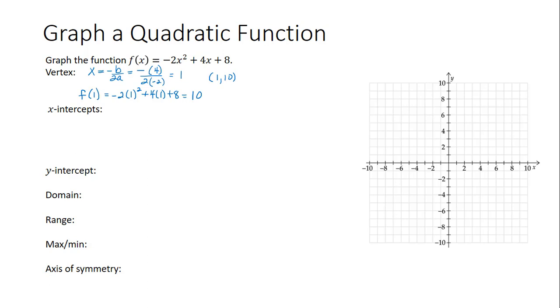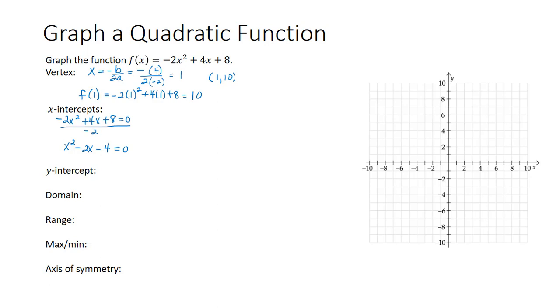The x-intercepts are obtained by setting y equal to 0 and solving for x. So we solve the equation negative 2x squared plus 4x plus 8 is equal to 0. We have a common factor of negative 2. If we divide through by that, our equation is a little bit easier to solve. That gives us x squared minus 2x minus 4 is equal to 0.